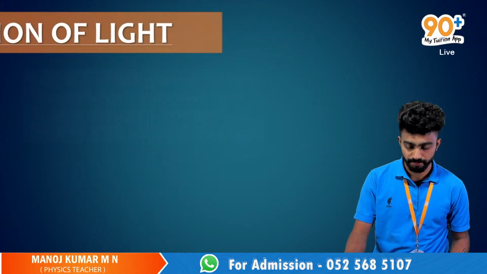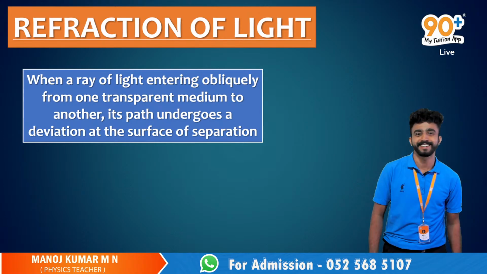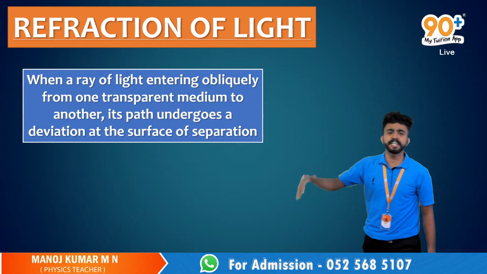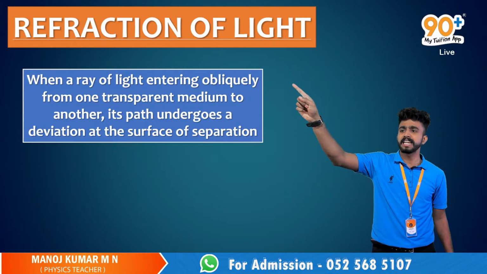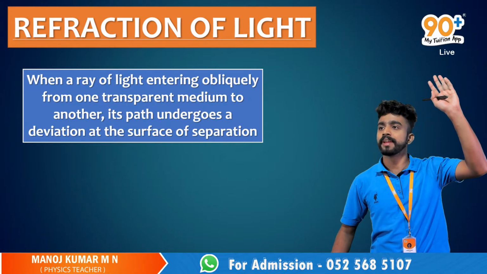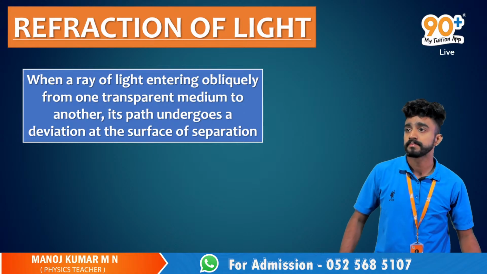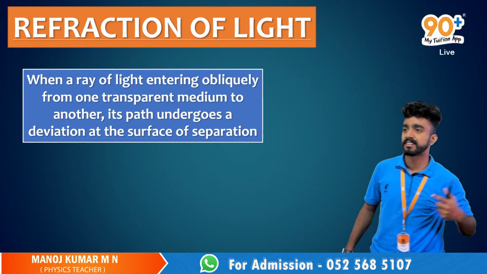Yeah, fine. So let's go ahead with the concept of refraction of light. Everyone will be thinking we learned about refraction itself, right? So when a ray of light enters obliquely from one transparent medium, obliquely means what? Who will answer? Light is entering obliquely. Raise your hands. What does obliquely mean?